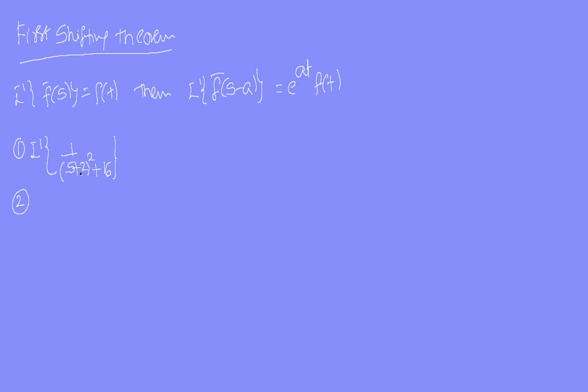In place of s we have s plus 2, therefore you have to use the first shifting theorem. So you can write it as e power minus 2t into L inverse of 1 by s square plus 4 square. That implies e power minus 2t into 1 by 4 into sin 4t. So this is the answer we are going to get. Next we will consider one more problem.